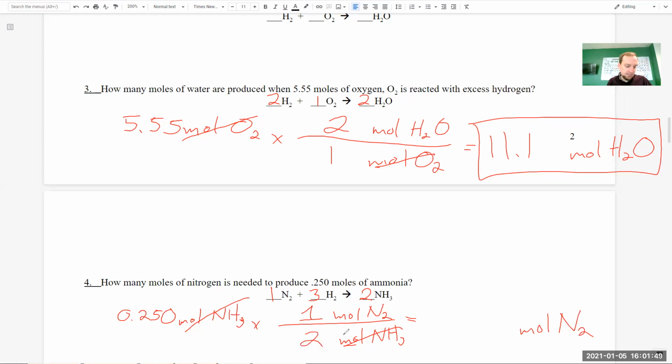So again, I'm going to pick up my calculator because I don't want to mess this up either. I could probably do it in my head, but let's not make a mistake in front of all you guys because you'll laugh at me. 0.250 times 1, which of course will be the exact same thing, divided by 2, and not surprisingly, it is exactly what I thought it would be. 0.125 moles of nitrogen. All right, guys, that's again what is called a mole to mole or mole stoichiometric calculation.